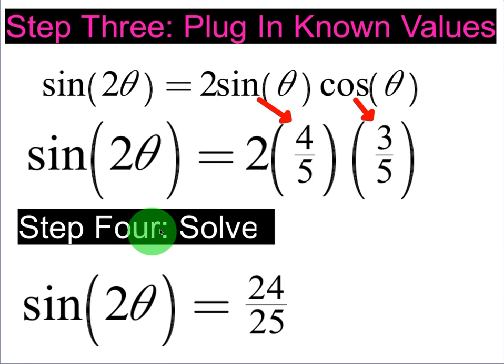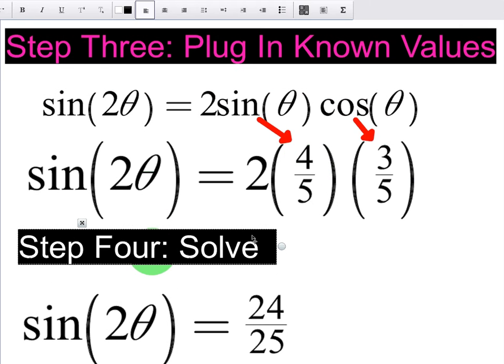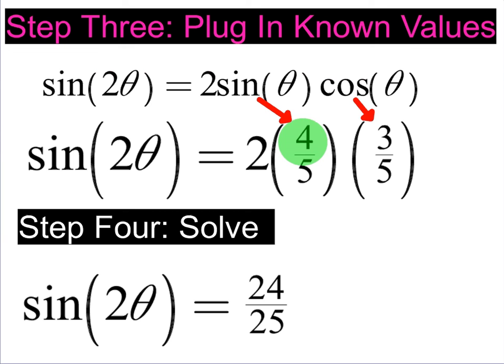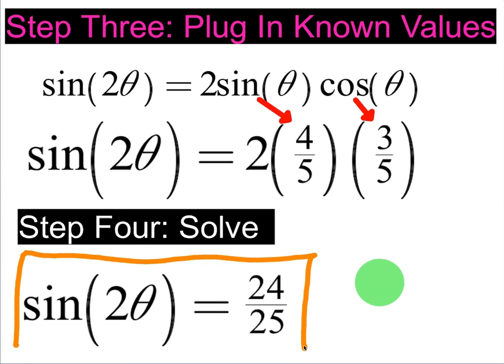And step 4 is to solve. That's pretty easy. Basically, 2 times 4 is 8, times 3 is 24. That's on the top. On the bottom, we have 5 times 5 is 25. And guess what, folks? That's the answer. Sine of 2 theta is equal to 24 over 25, given that cosine of theta is equal to 3/5.